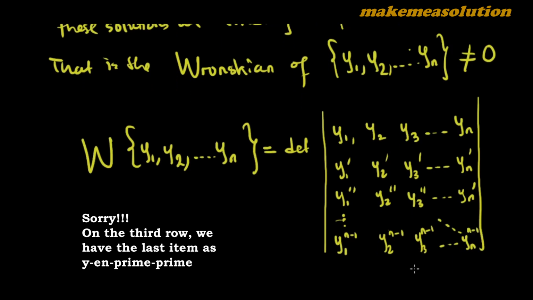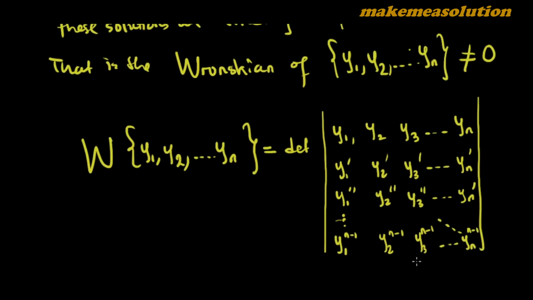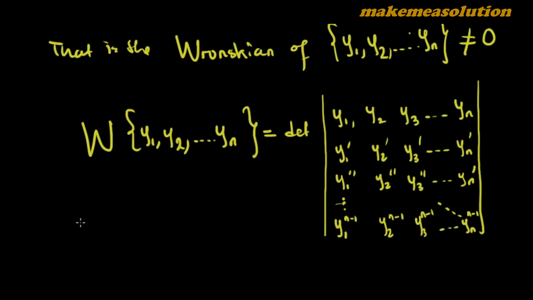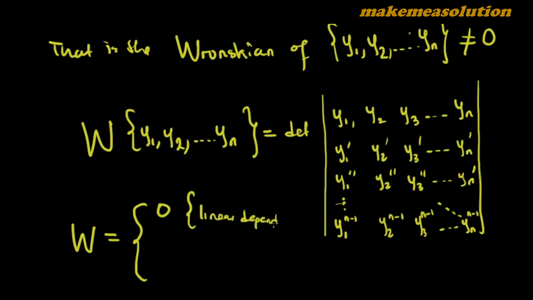You don't have to learn too much about it now because I'm explaining it in detail in the next video. Our Wronskian is defined in such a way that if the Wronskian is equal to 0, then we have the case of linear dependence. But if the Wronskian is not 0, we have linear independence.